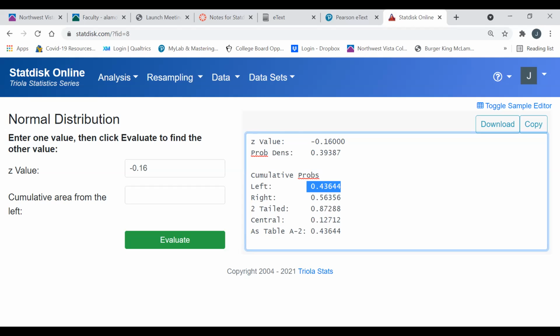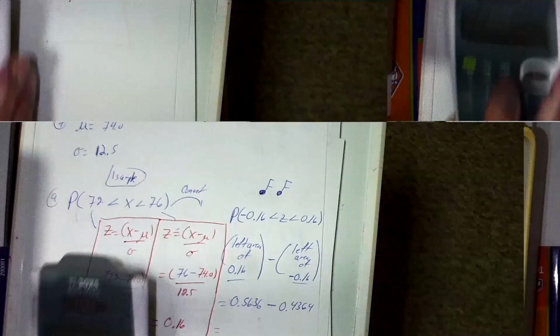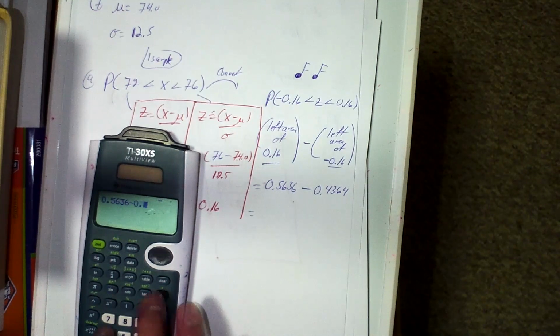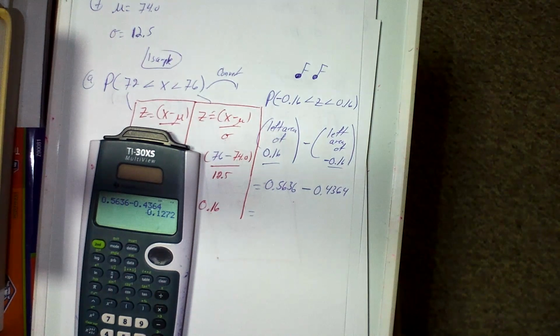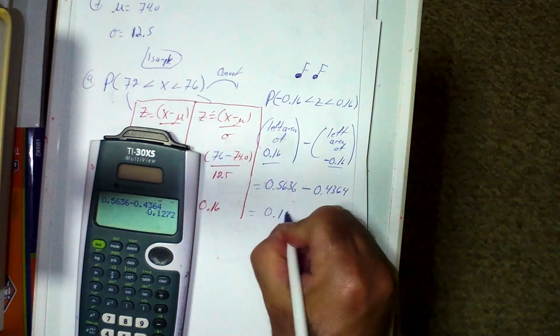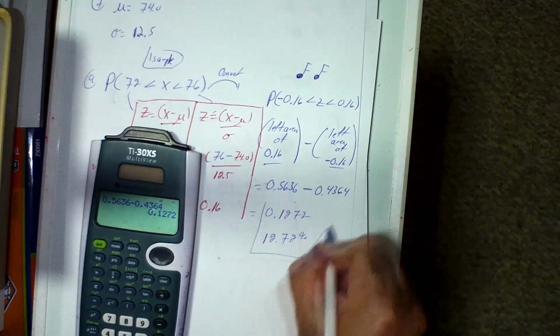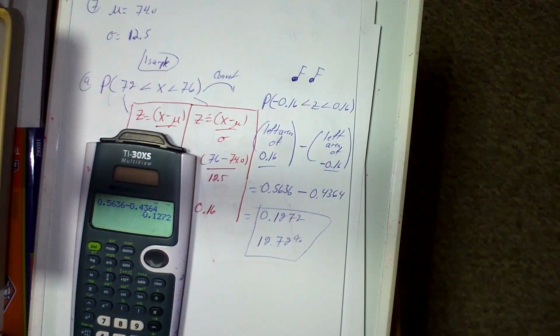And subtract. $12.72. Bingo. 0.1272, 12.72%. I'm gonna double check. Yes.